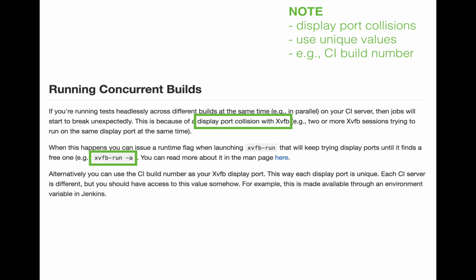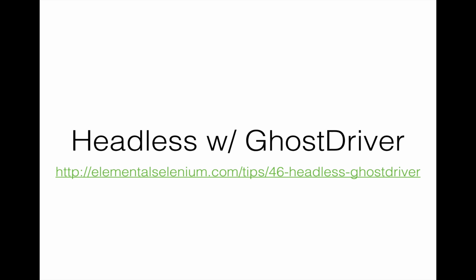And then this kind of wall of text is from the actual long form write-up for that link at the beginning of the section. Basically, that's the gist. When running concurrent builds, avoid collisions, and you can do something like this. That's one way to do it.